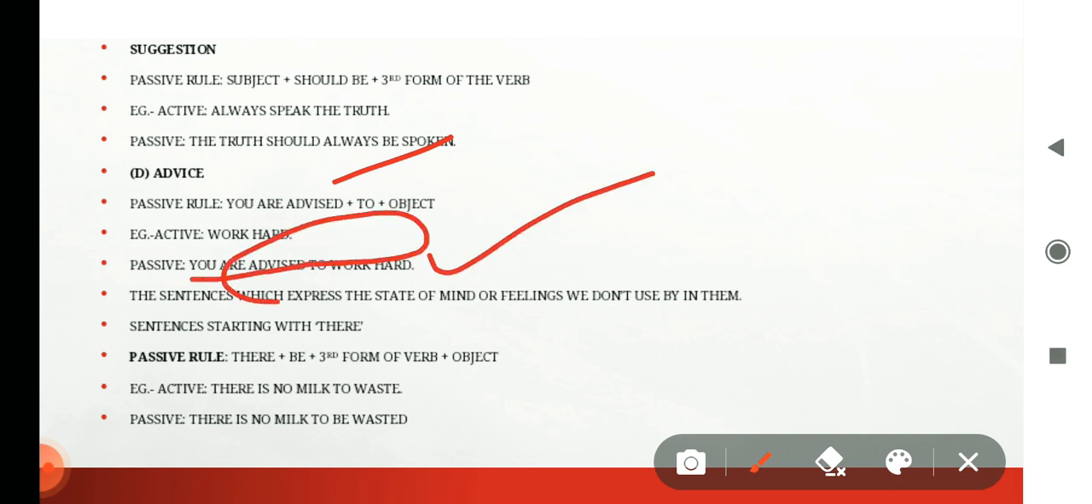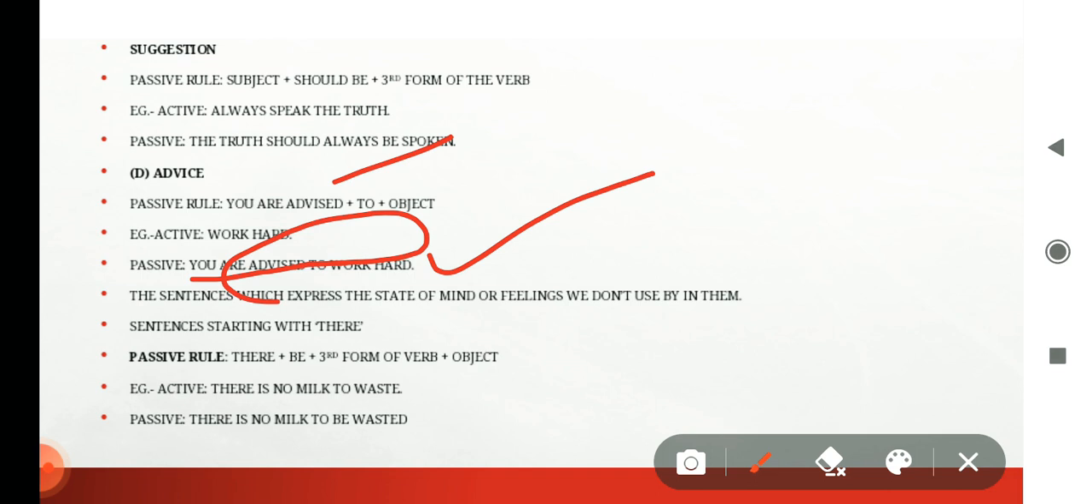Okay, so the sentences which express the state of mind or feelings, we don't use by in them. तो ये एक ऐसा सेंटेंस है जो कि हमारी स्टेट ऑफ माइंड या फिर हमारे फीलिंग्स को दर्शा रहा है. So in this type of sentence we are not using the preposition by.